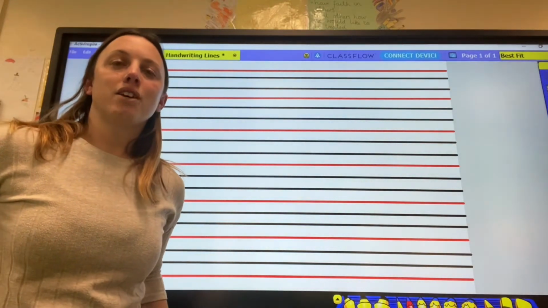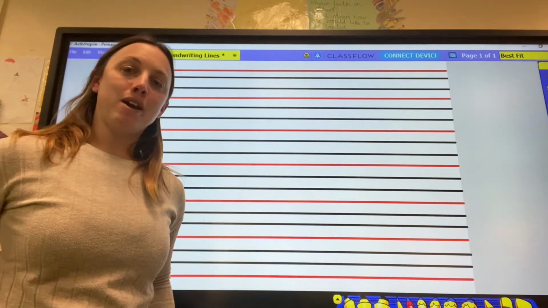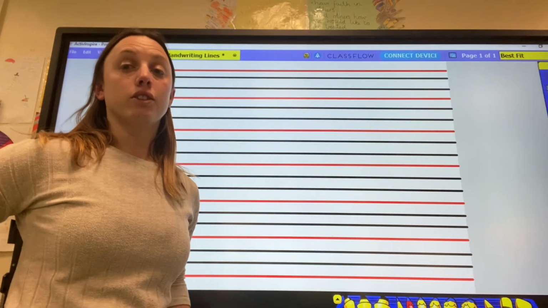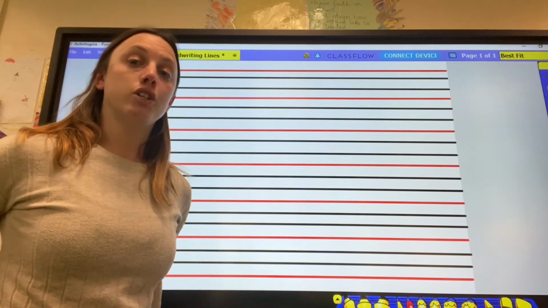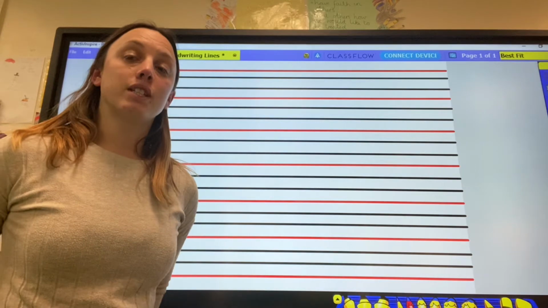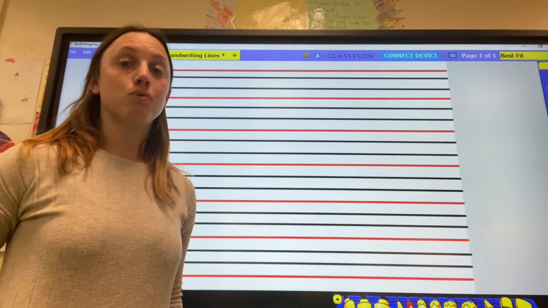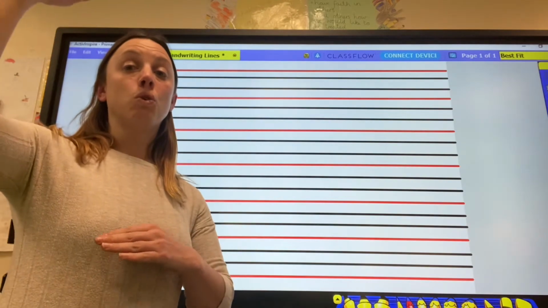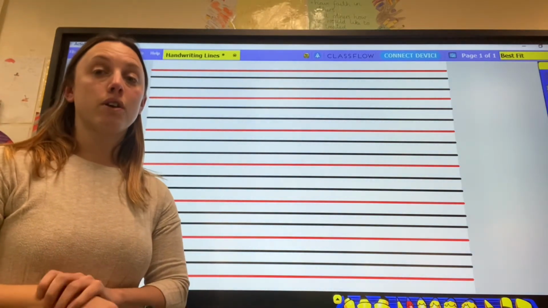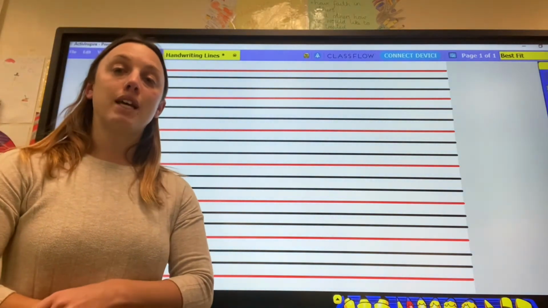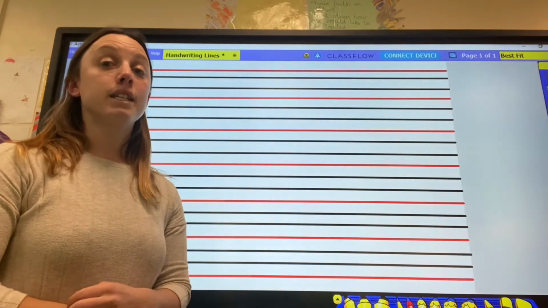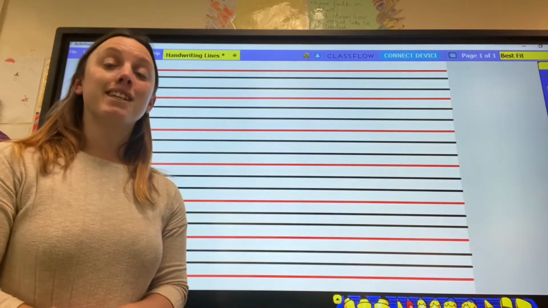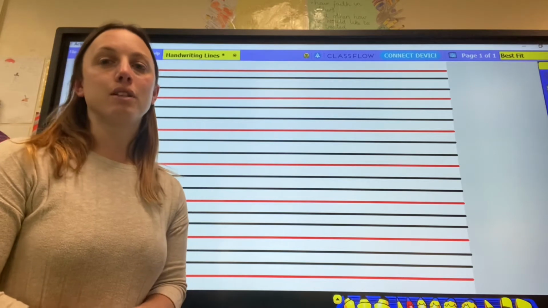Hi Willow class, so this week we have been thinking about making sure our letters are the right size in relation to each other. Now what we're going to focus on today is our capital letters, because it's really important that our capital letters are always shown as a tall letter. Tomorrow I'm going to get you to write some words with capital letters on normal lines so that you can show them as tall, but today we're just going to recap what our capital letters are.